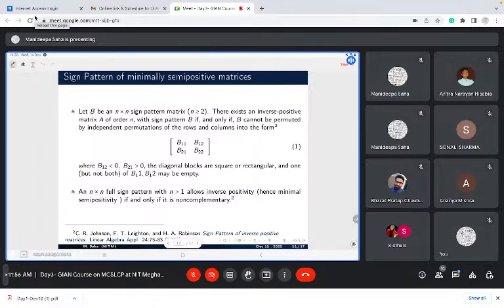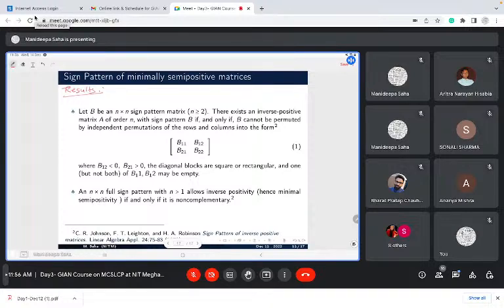These are a few results. Before I start with our main result, let us see a few results on the sign pattern matrix. So this is the first result.